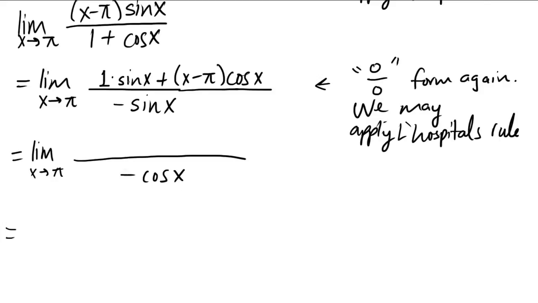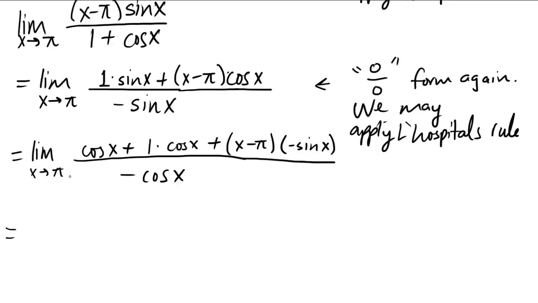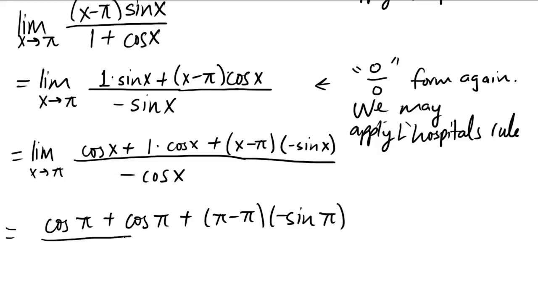So let's see here. When I do the derivative of this to complete our L'Hopital's rule, derivative of sine is cosine. To do the derivative of this is a product, so we'll have to use product rule. The derivative of x minus pi is just 1 times cos x left alone plus x minus pi left alone times the derivative of cosine, which is minus sine x. And now, like I said, I'm allowed to put pi in everywhere here. So I get cos pi plus another cos pi plus pi minus pi times minus sine pi, all over minus cos pi.